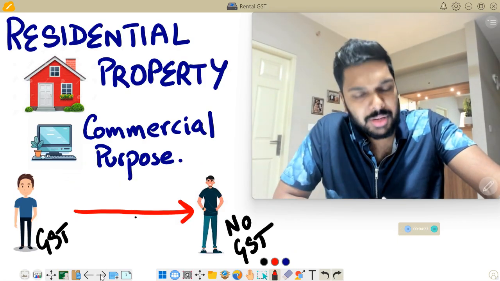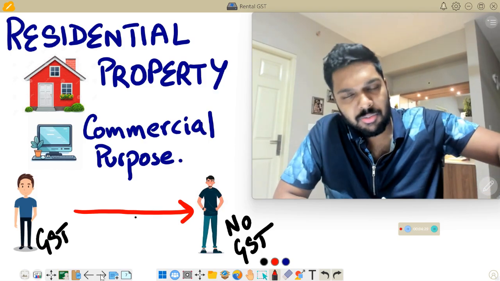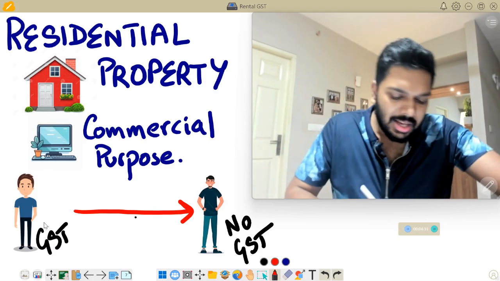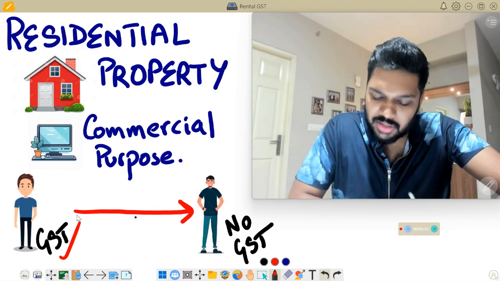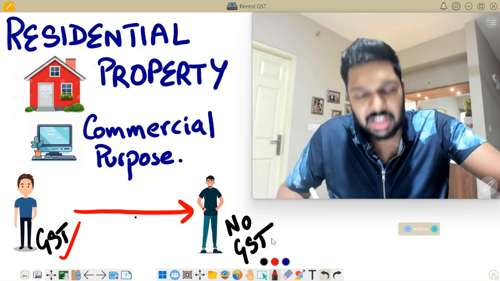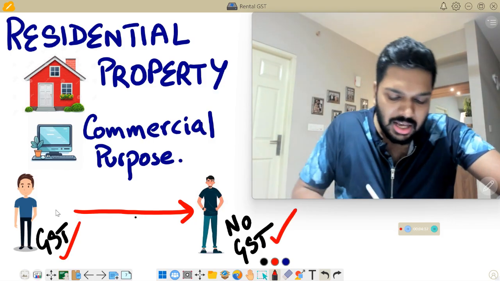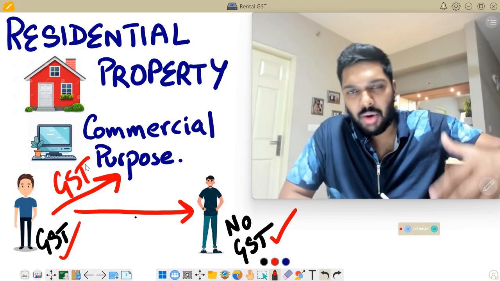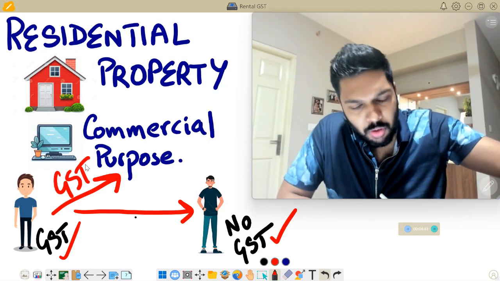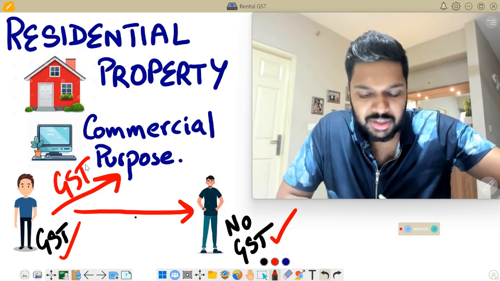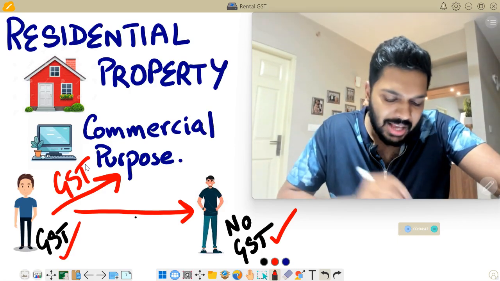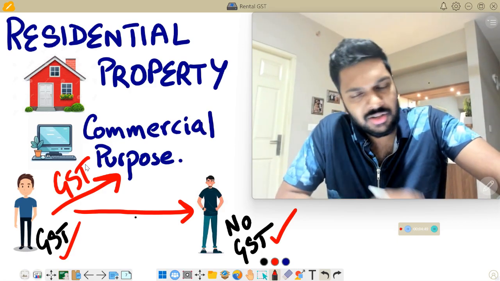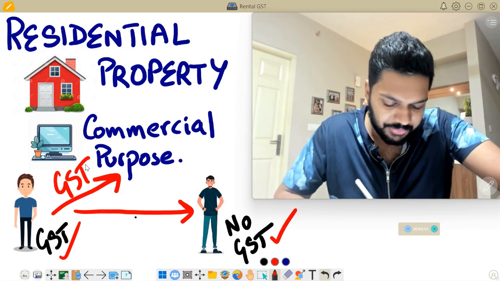Keeping the same case in picture, that is, a residential property being used for commercial purpose, the landlord has a GST registration. The tenant or the person receiving services does not have a registration. The landlord is liable to pay GST on forward charge because he's providing a service in respect of a residential property, though used for commercial purposes, and he has a GST registration, so he is liable to pay GST on forward charge.